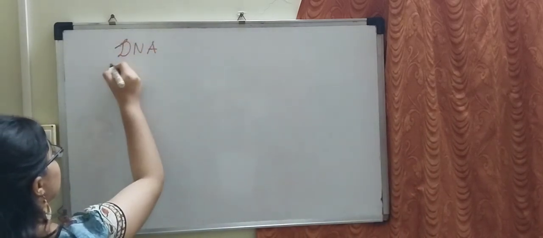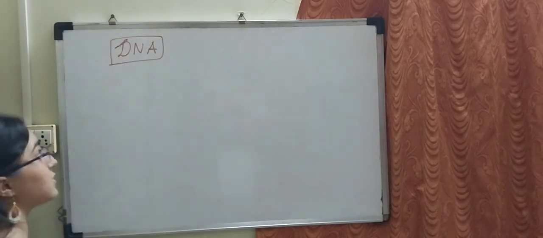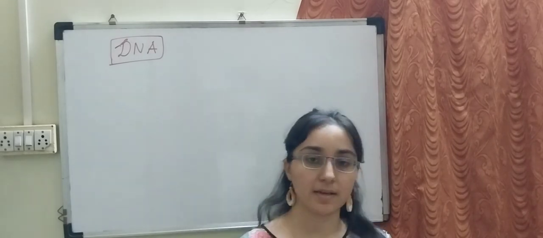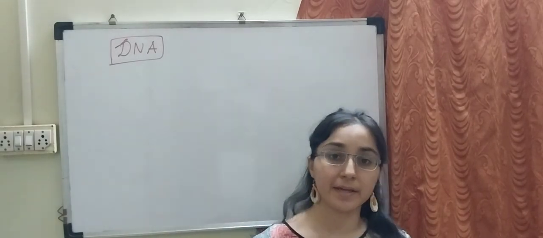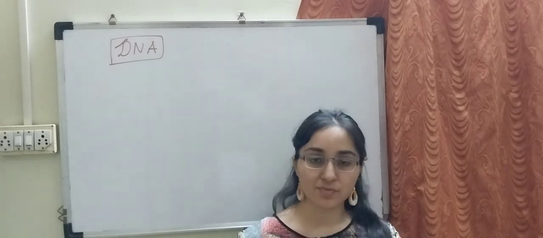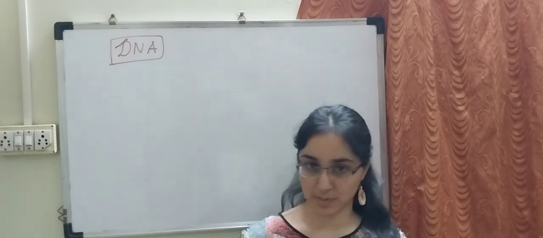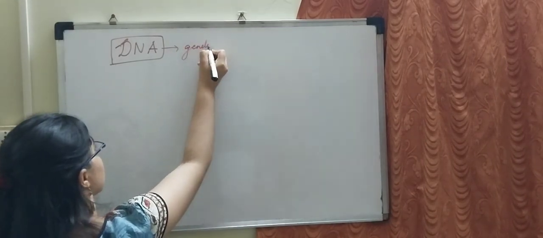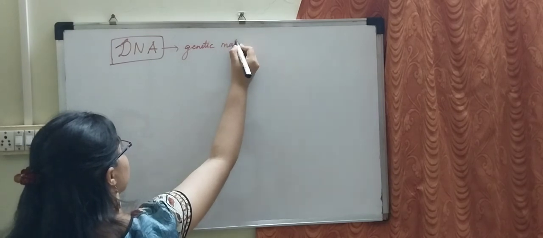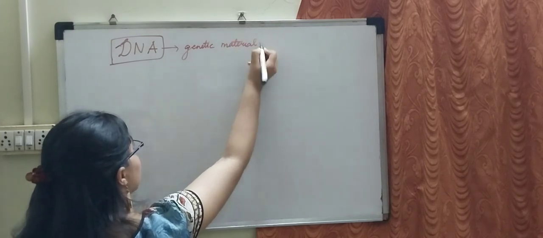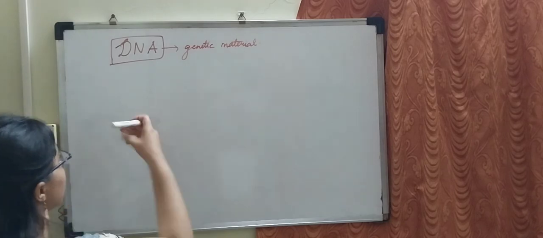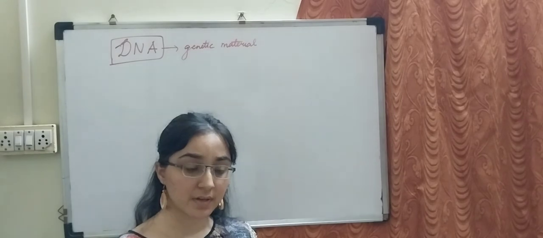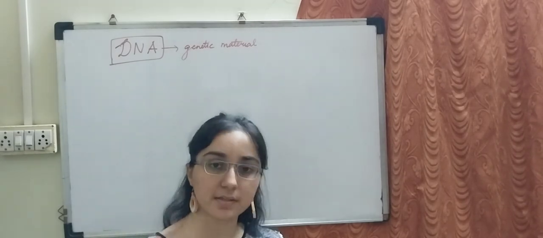DNA, it is a genetic material. Genetic material means that it is heritable. So it is passed from the parents to the offspring. So this is genetic material. And second thing, it is heritable, or you can say that the material which is inherited is DNA.